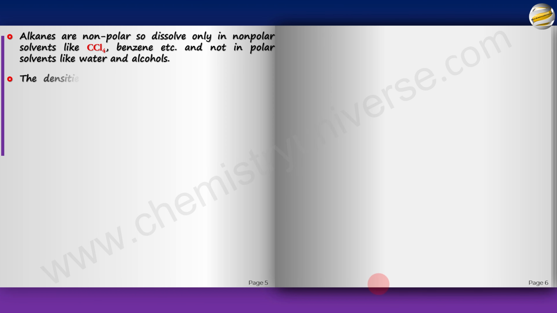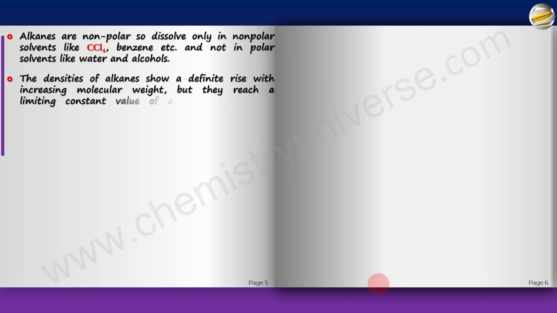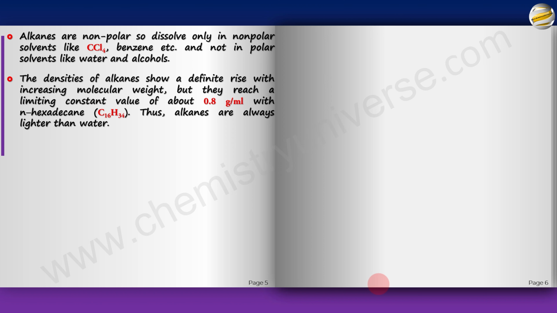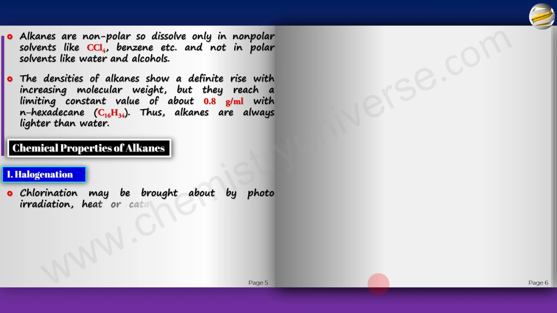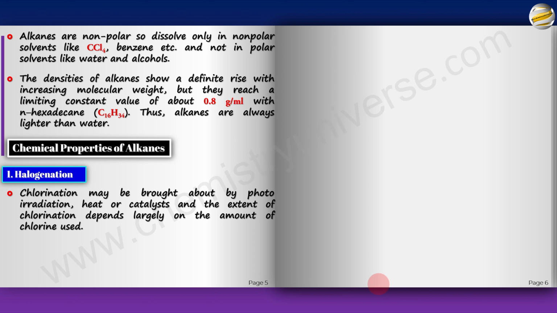Alright, now let's look at the density of alkanes. They show a definite rise with increase in molecular mass, but they reach a limiting constant of 0.8 gram per ml with C16, and therefore alkanes are lighter than water and float in water. Now let's look at chemical properties. The most important chemical property is halogenation, a part of which we have done in the case of alkyl halides. Chlorination may be brought about by photoirradiation, heat or catalyst, and the extent of chlorination depends largely on the amount of chlorine used.